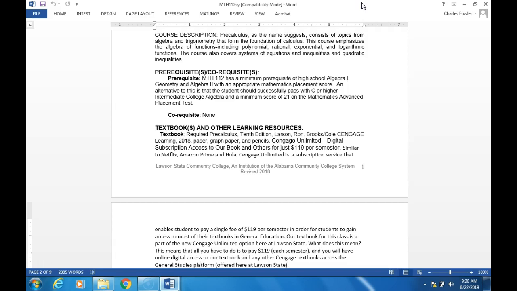All right, prerequisites. It has a minimum, and then it's all this high school material. Here it is. You should successfully pass with a C or higher intermediate college algebra, which here is Math 100. So is everybody in the right place, right time? Good deal. Or your placement test. Co-requisites, none.